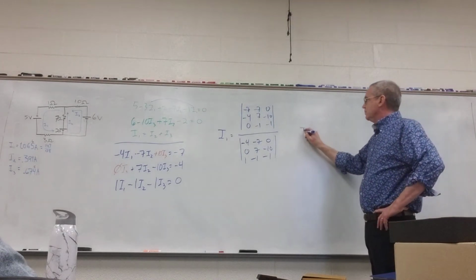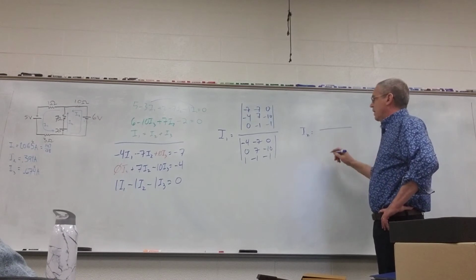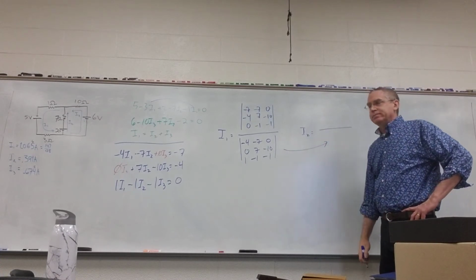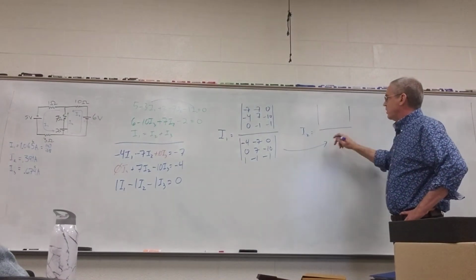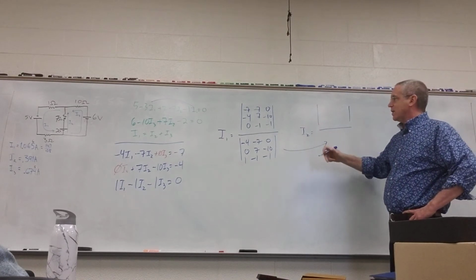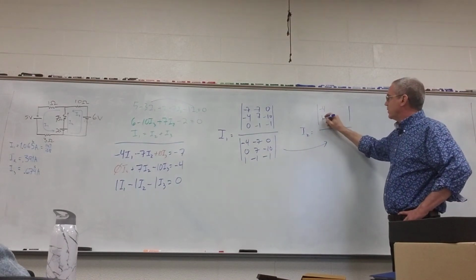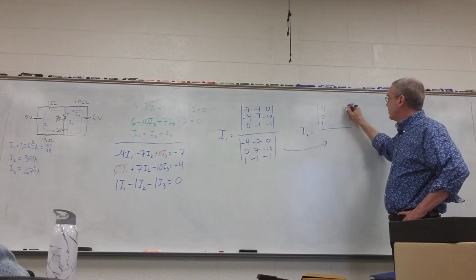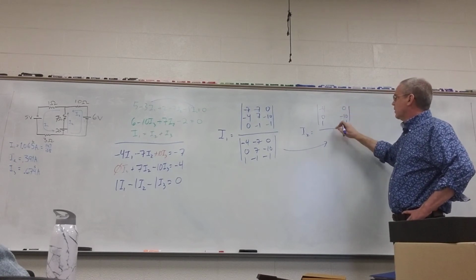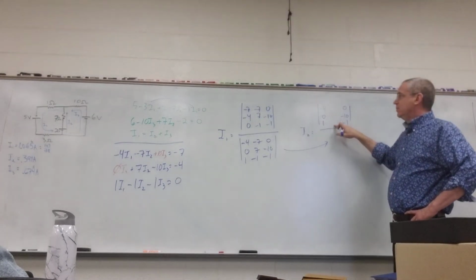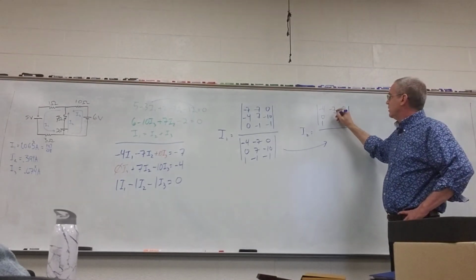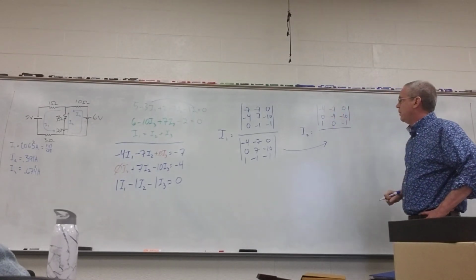I2. The denominator is, well, it's the same as that. Since I'm solving for the second variable, I replace the second column. So the first 2 columns are exactly what they were, exactly the same as the denominator. But the middle one, the second column, is now negative 7, negative 4, 0.